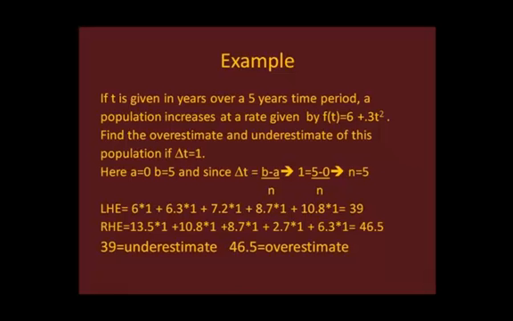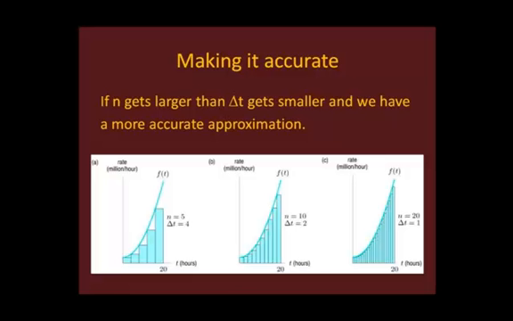So the bigger number is going to be your overestimate, and the smaller number is going to be your underestimate. So again, you'll just be plugging numbers into the function given. So what happens when n gets larger and delta t gets smaller? The more rectangles you put in, the better your approximation will be. This is the same thing as making delta t smaller, and that'll give us a more accurate approximation.